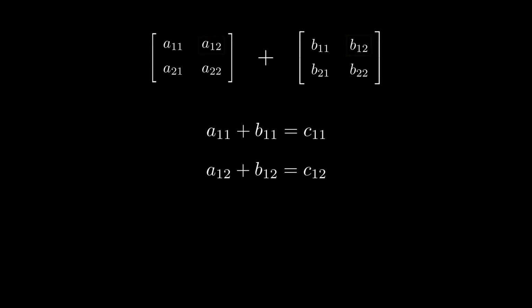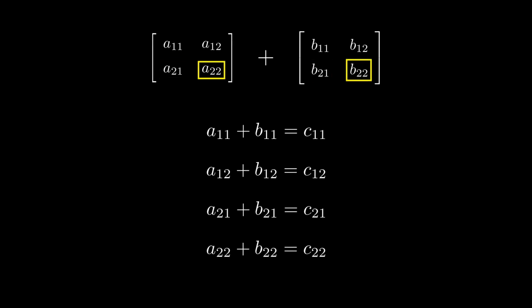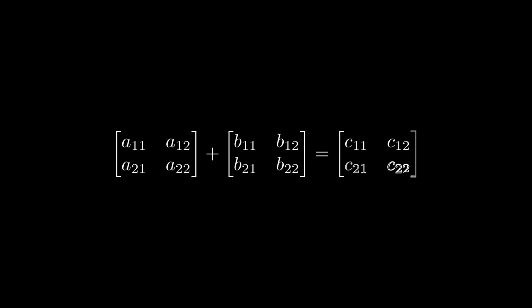So going through this process for each column, we end up with these results little c, which we'll use as the components for our resultant matrix big C. So what we end up with is this addition of these two matrices, which yields a new resultant matrix big C.